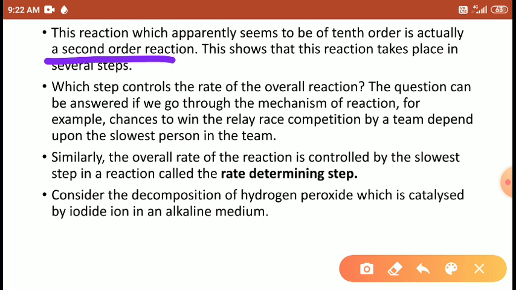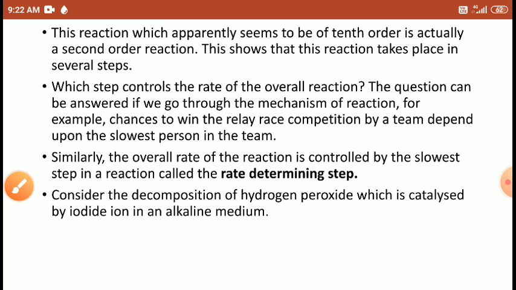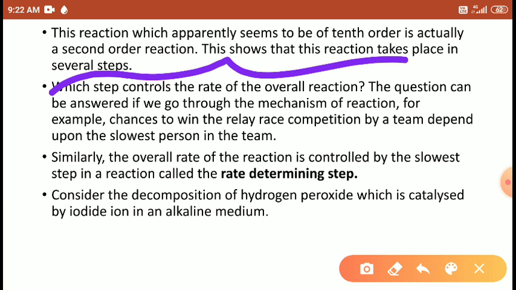Because last time we discussed the slowest step. What are the steps of the reaction? Step 1, step 2, step 3, step 4. In this reaction, one of the steps is the slowest step. In the slowest step we have to determine the rate, so that's why it is called a second order reaction. So when the step controls the overall reaction, the answer is given through the mechanism of the reaction.